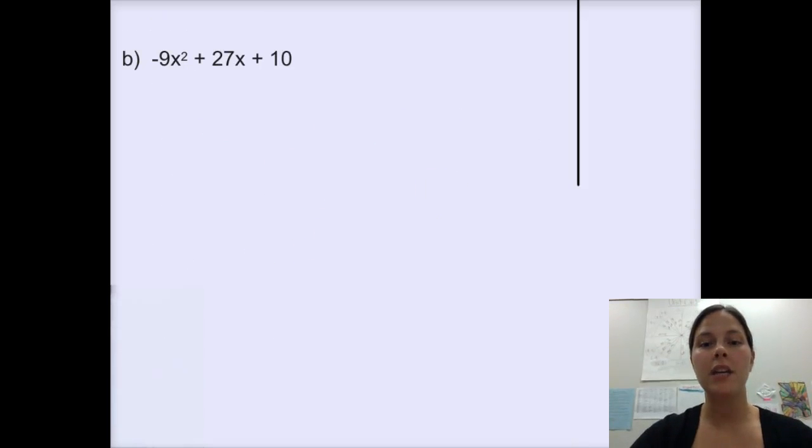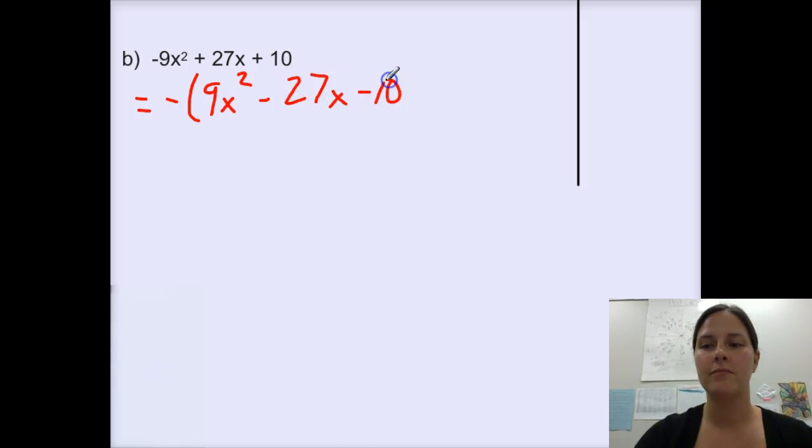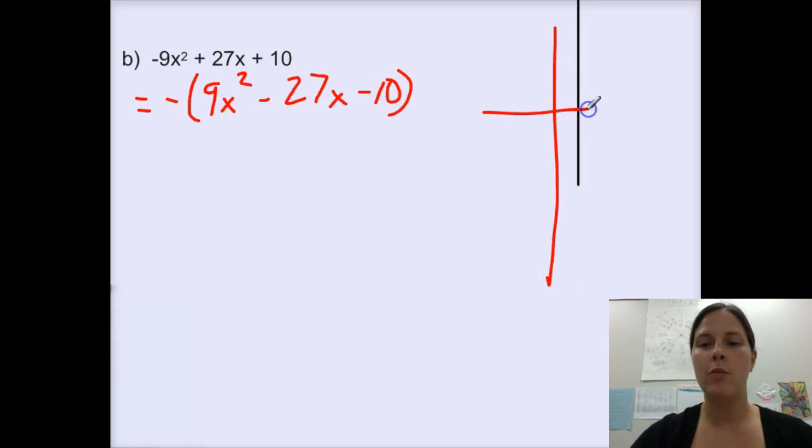Looking at example B, the first thing that I want to do on this one is factor out the negative, because when you set up your AC method, it's much easier to work with if that lead coefficient is positive. Then we're going to set up our t-chart, figuring out what multiplies to, again, we're taking that lead coefficient times our constant, so it multiplies to negative 90 and adds to a negative 27.